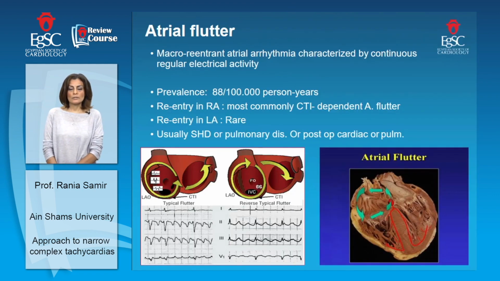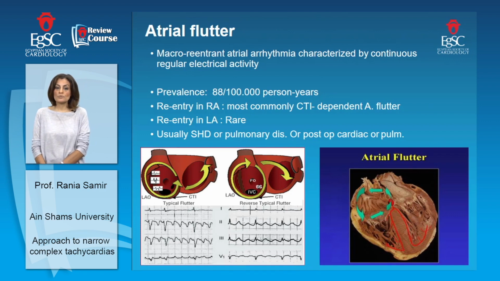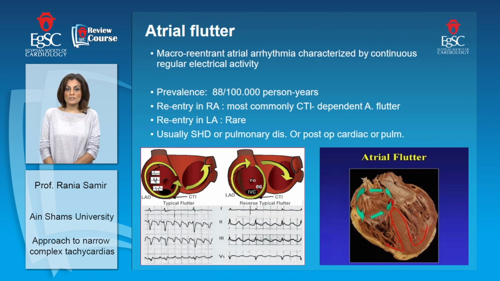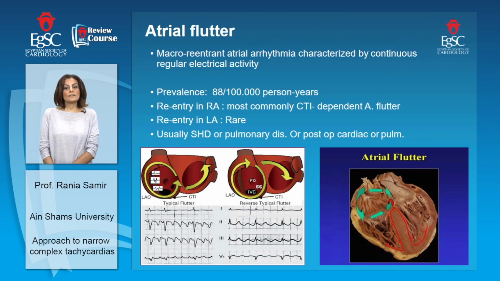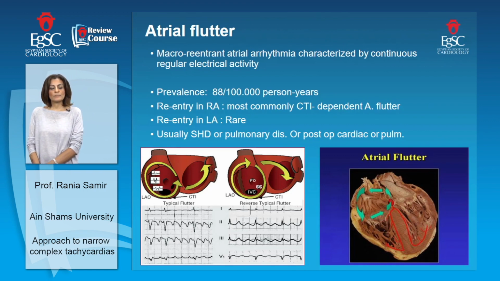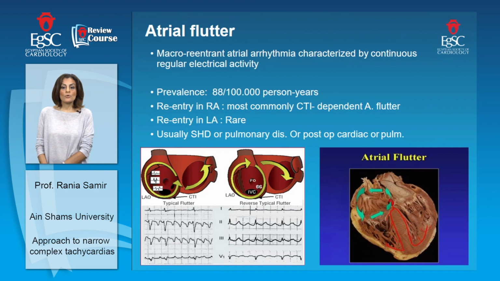The third atrial arrhythmia that is important, and whose mechanism and ECG diagnosis we have to know, is atrial flutter. It's a macro-reentrant atrial arrhythmia characterized by a regular circular activation around a certain anatomical or functional obstacle. It's not a very common atrial arrhythmia, and it commonly presents in patients with structural heart disease. The most common type of re-entry circuit is the cavotricuspid-dependent atrial flutter, known as typical atrial flutter, where the re-entry circuit circulates around the tricuspid annulus in the right atrium.